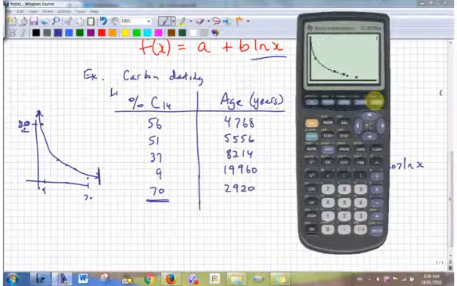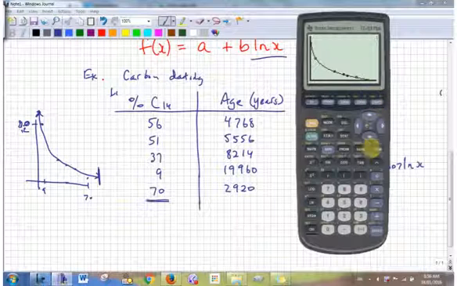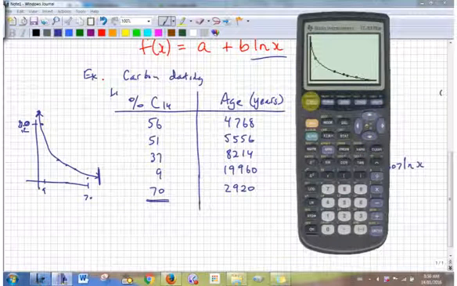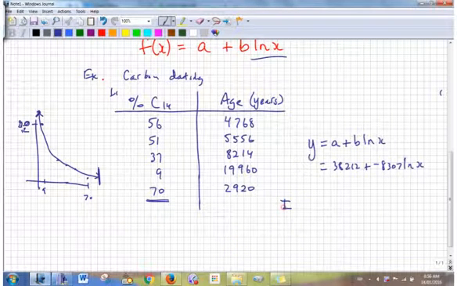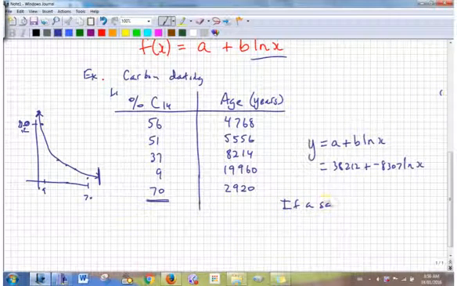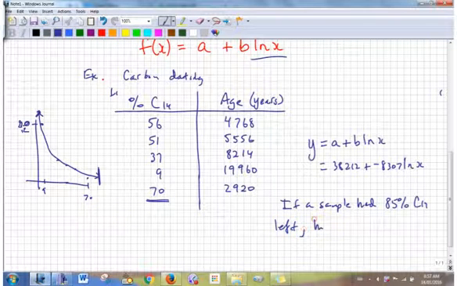There's the points I plotted in, and because I did the vars thing and stuffed it in y equals, it's given me the line. So if I'm asking you if a sample had 85% of C14 left, well, what's the question? How old is it?